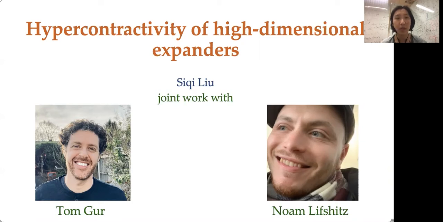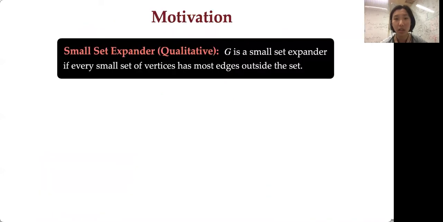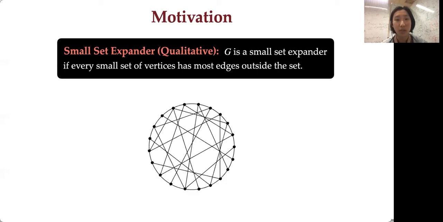So let's start with motivating a bit why we want to prove hypercontractivity inequality. It turns out that the main motivation here is that hypercontractivity inequality can help us show that certain graphs are small set expanders. We say that a graph is a small set expander if every small set of vertices in this graph has most of its edges outside the set. So an example is below.